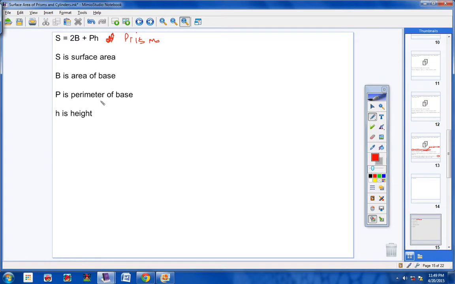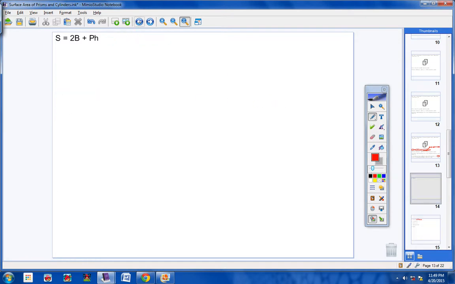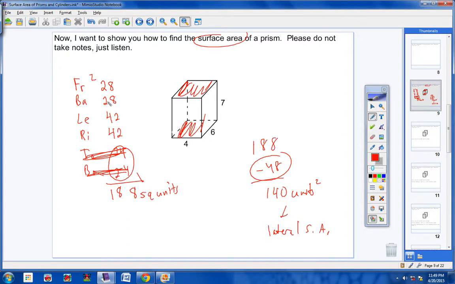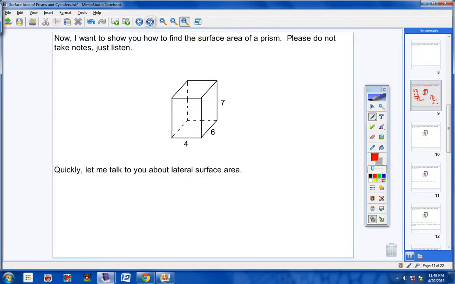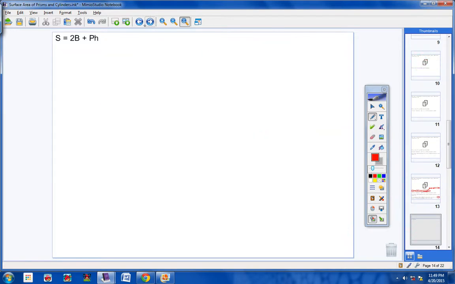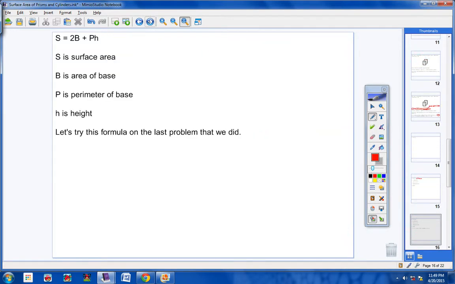This is going to be a lot faster than using the method back here where you found the area of each side and then added them up. Now, that's a good way to do it. It eliminates memorizing a formula, but I'll tell you, you might want to use this formula when we get into some harder problems, okay? So let's try this formula on the last problem that we just did.